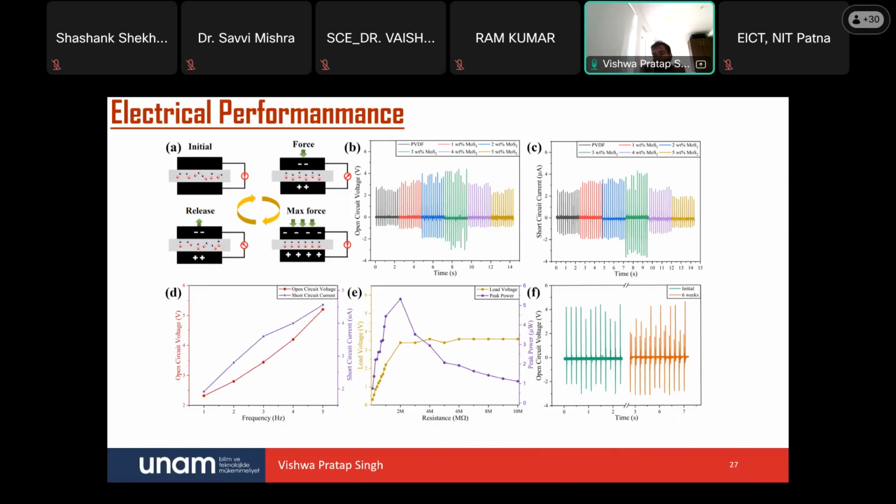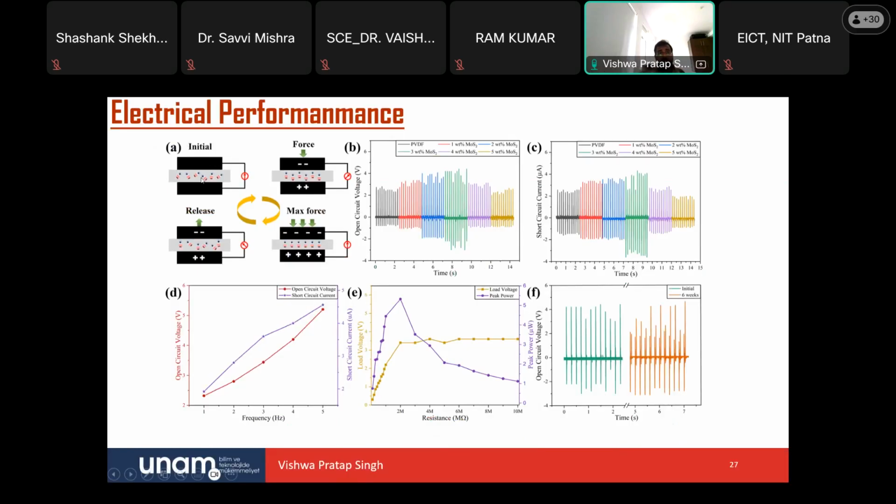And again, we did the electrical characterization. I am not showing the material characterization here. We did it the same way, the FTIR, XRD, and obviously it's a thermal drawing process. You are stretching, so there is self-poling. With the self-poling, you get the dipole alignment, and you get a higher beta phase. So this is the structure of our PENG device.